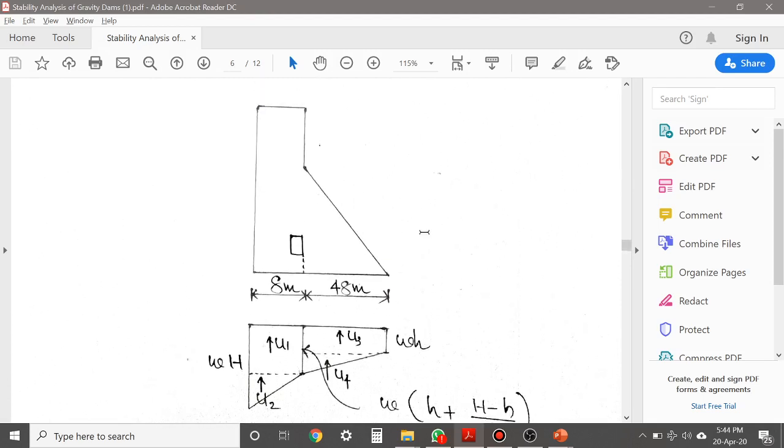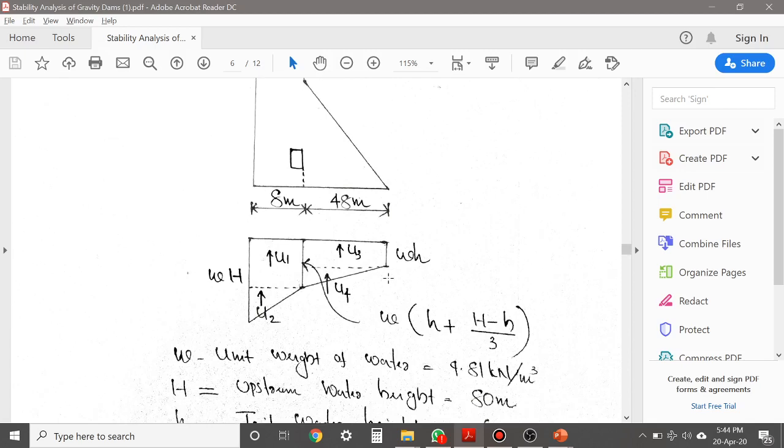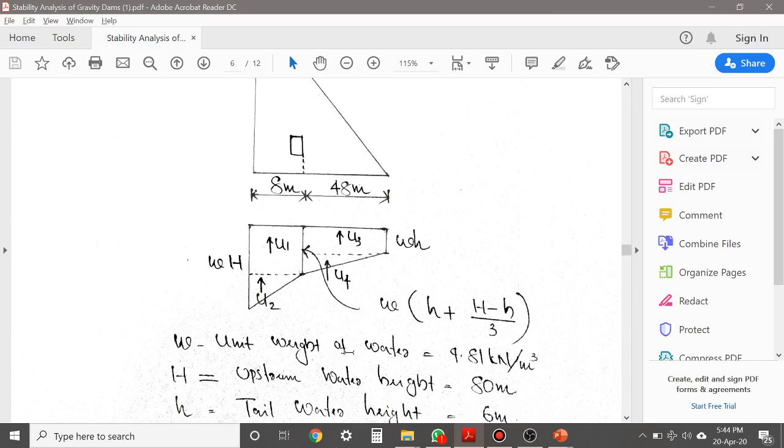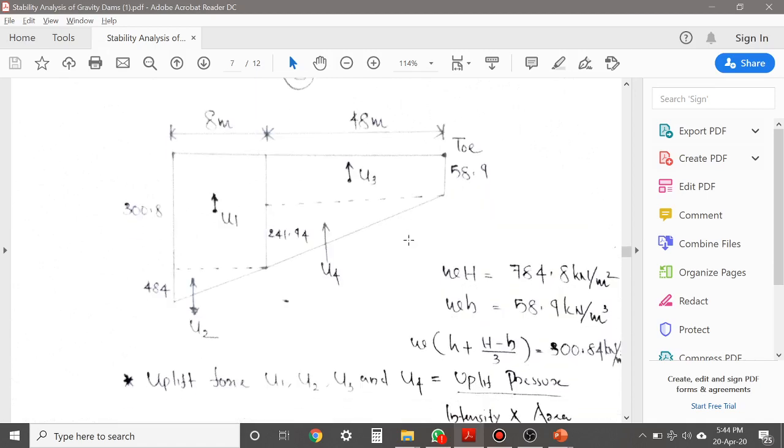See, this is the case 3 condition. Here is the drainage gallery, and the drainage gallery is situated at a distance of 8 meter, and you know that the remaining distance is 48 meter. This is our uplift pressure intensity diagram. By calculating this figure, we will get the entire ordinates in the upstream direction, downstream direction, and the ordinate where the drainage gallery is situated.